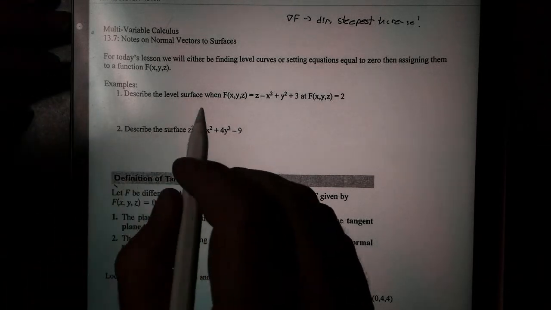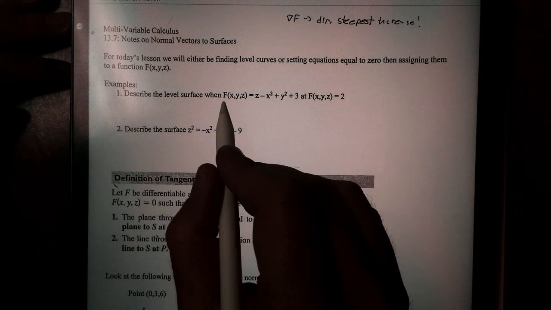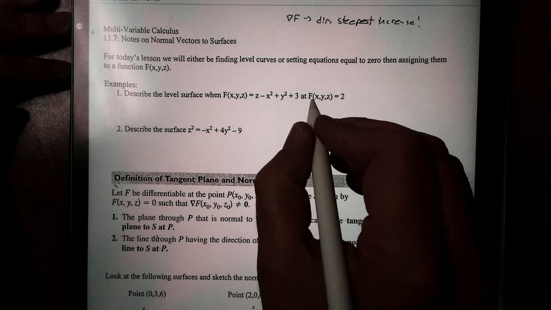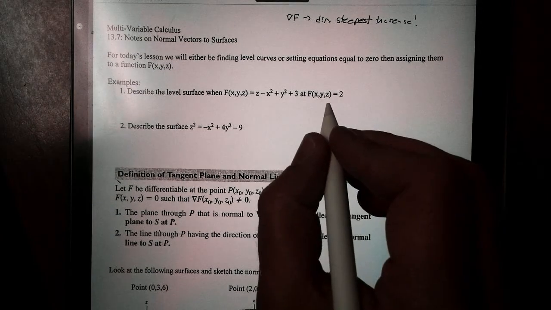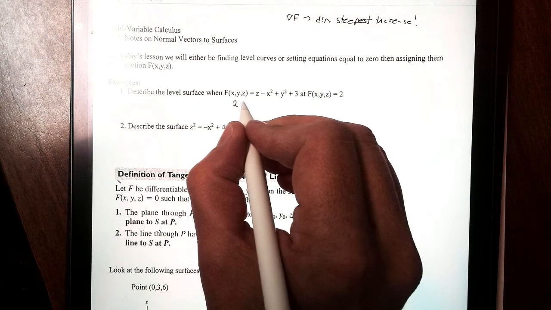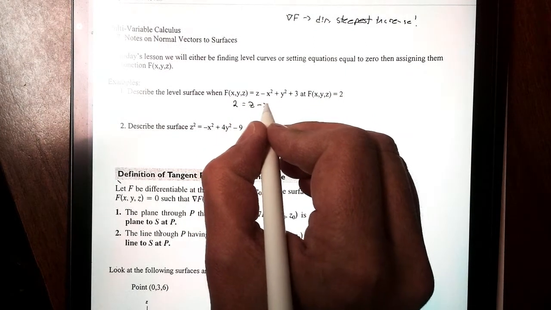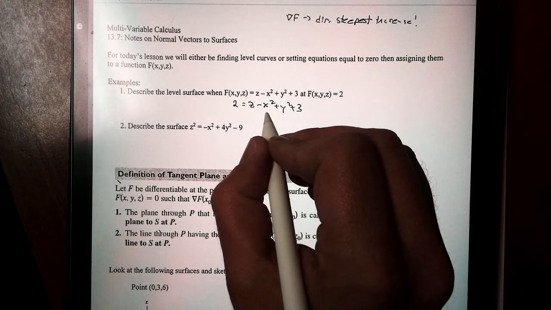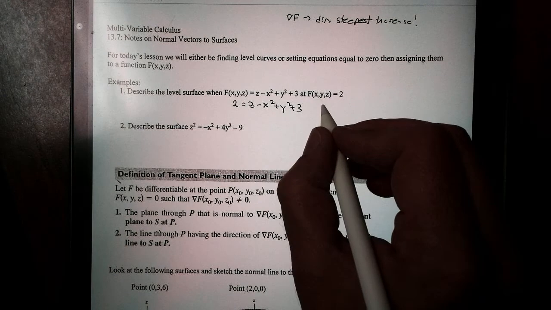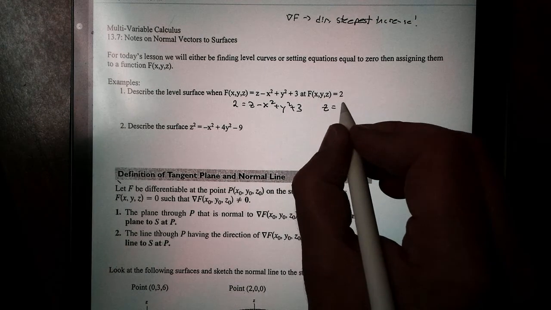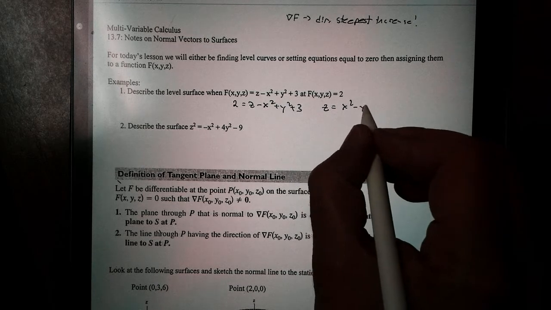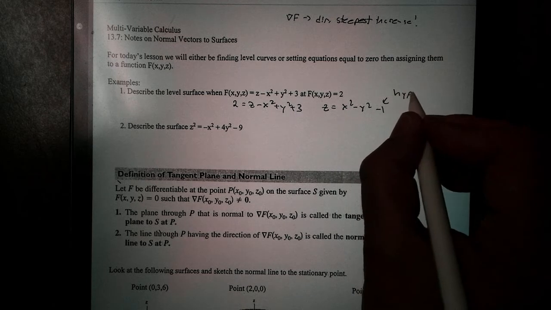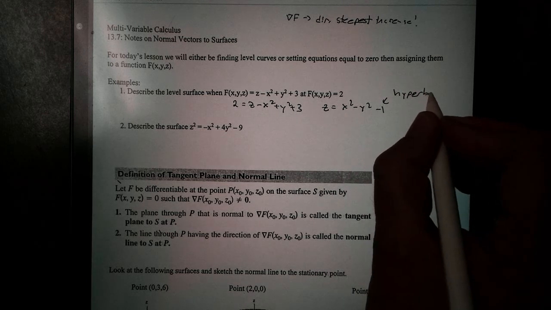In the first example here, we want to describe the level surface of this function when our function's value is equal to 2. If I set this equal to 2, we would get 2 equals z minus x squared plus y squared plus 3. Notice this is a three-dimensional surface, and if I simplify this, we would get z equals x squared minus y squared minus 1. We should recognize this as a hyperbolic paraboloid.